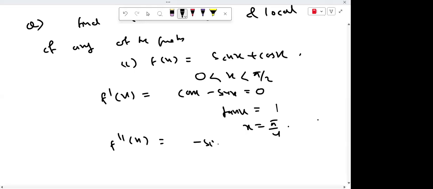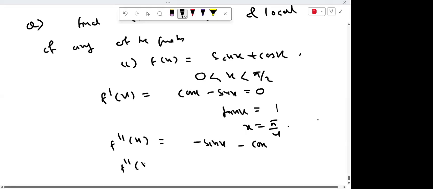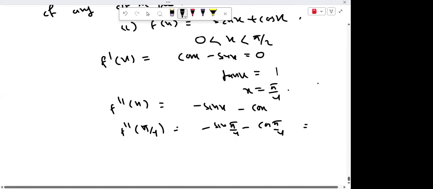f double dash, we can find: the derivative of cos x minus sin x is minus sin x minus cos x. Let's find f double dash pi by 4. So minus sin pi by 4 minus cos pi by 4. So it will be negative. Minus 1 by root 2 minus 1 by root 2, which is minus root 2. Okay. So at x equals to pi by 4, we have a local maxima.